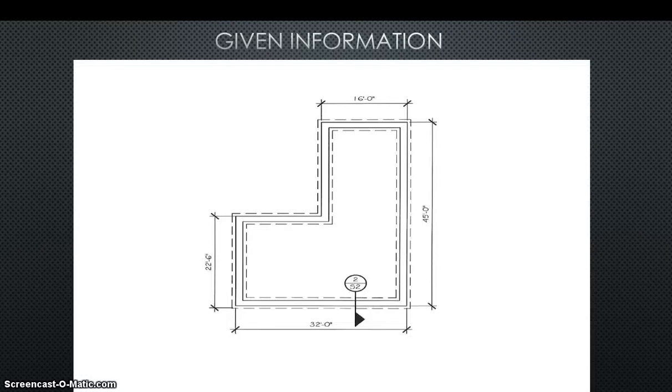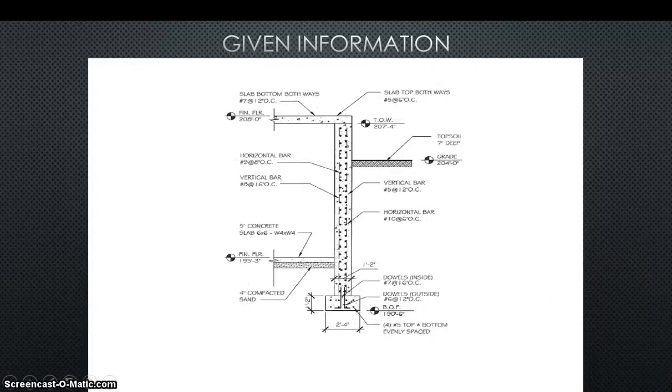So here's the problem we have, and this is our given information. As you can see, we have kind of an L-shaped building, 16 feet by 45 feet long, 32 feet, 22.5 feet, another 16-foot wall here, and another 22.5 side wall here. And you can see they give us a section 2 over S2, which is this section here.